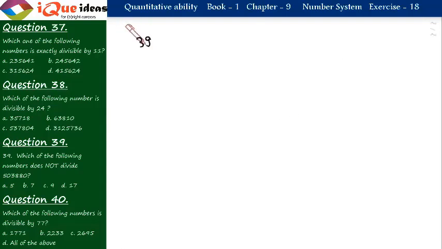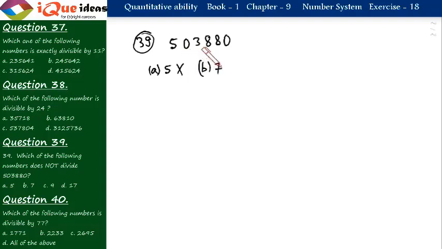Now, question number 39. The question says, which of the following numbers does not divide 503880? Now, option A, it is 5. Very clearly, the number has 0 in the end, so it is divisible by 5. So 5 cannot be the answer.